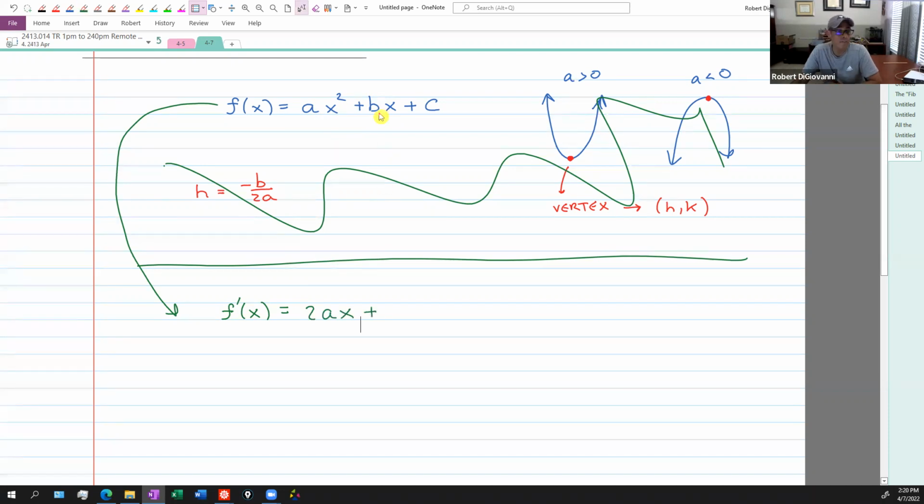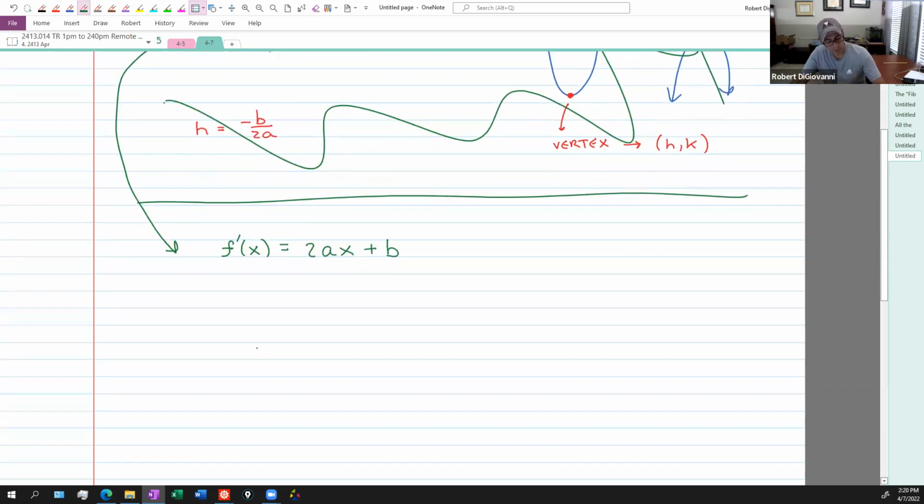Plus, what's the derivative of bx? B. Just b, right? Because the x goes to 1, the b comes for the ride. And then the derivative of c, it's gone, right? Because it's constant. So there's my derivative, right? Critical numbers, I need to set that equal to 0, right? Take that and set it equal to 0.